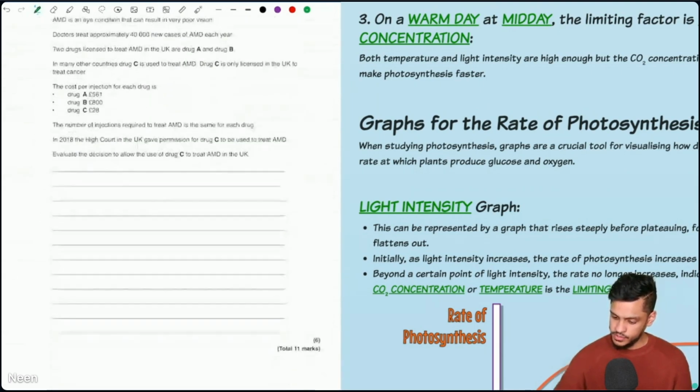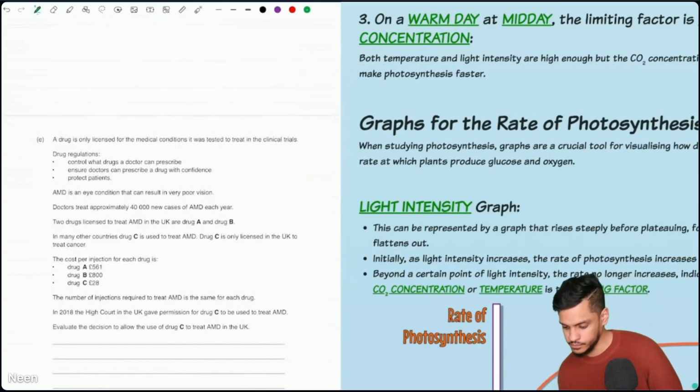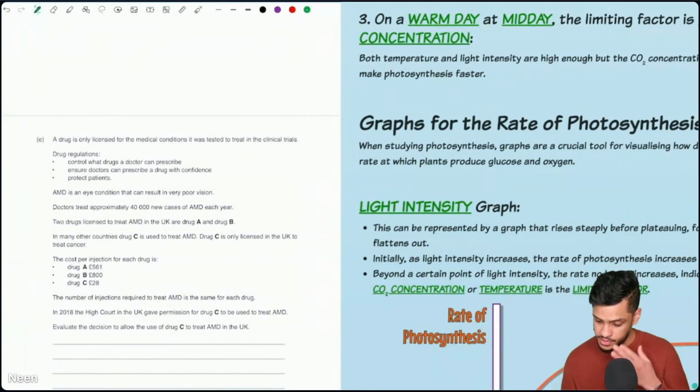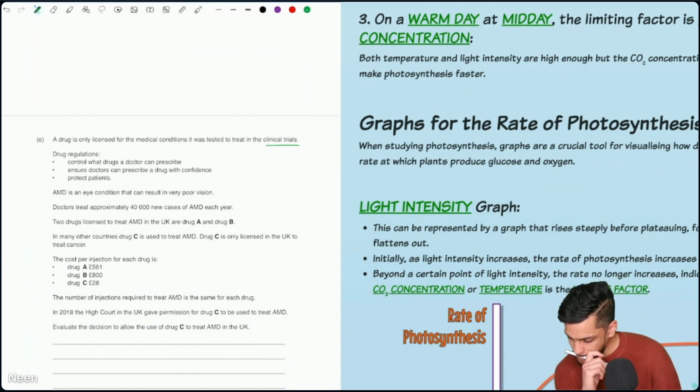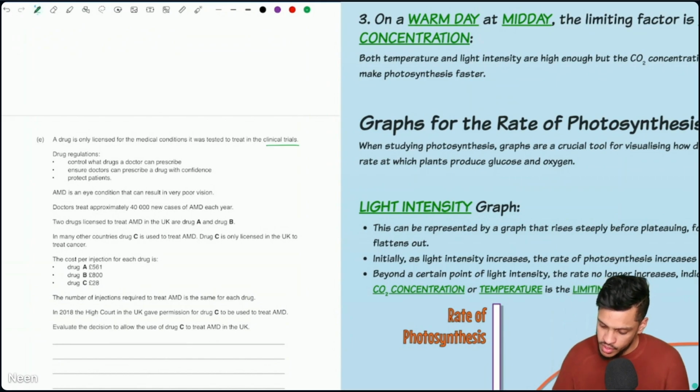Last question, 6 marker. Right, we've got 8 minutes to do this. A drug is only licensed for medical conditions it was tested on to treat in the clinical trials. Okay. Drug regulations control what drugs a doctor can prescribe, ensure doctors can prescribe a drug with confidence, and protect patients.